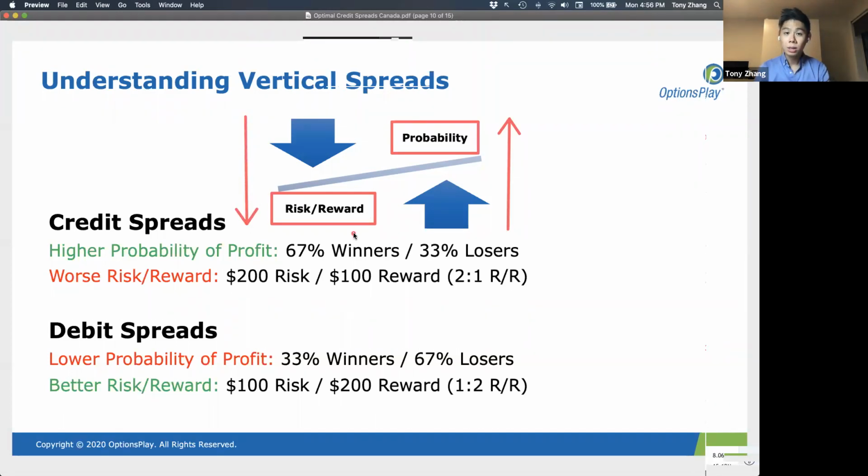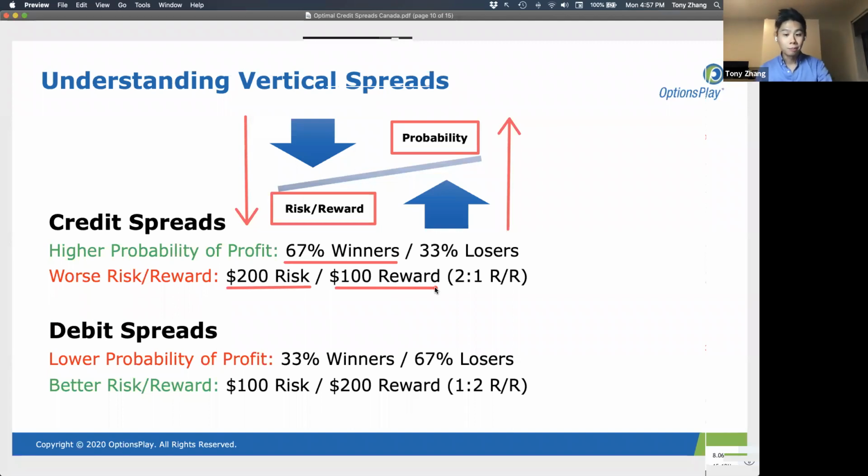So it's important to understand the characteristics. When you sell a credit spread, you're going to see roughly 65% of your trades are going to be winners. But for every trade that you make, you're roughly risking double the amount of potential reward. So that's the trade-off that you're making. You have high probability, you're going to get poor risk reward.